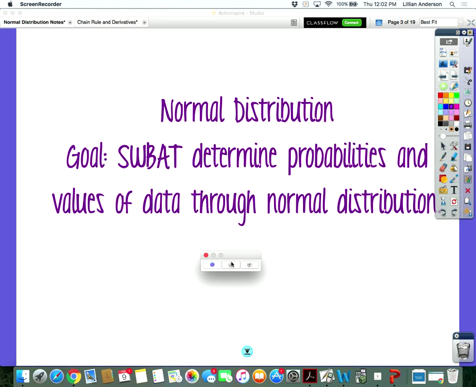All right, so today we are talking about normal distributions. The first little bit that we'll cover, you are going to be able to determine probabilities just today through normal distribution, and then values of data in the next class.